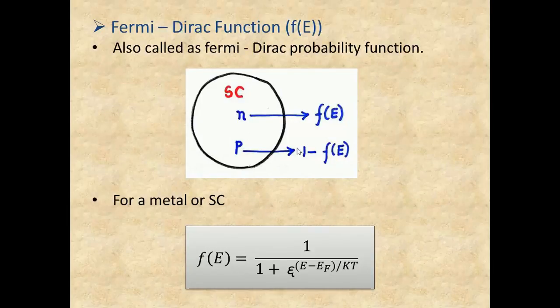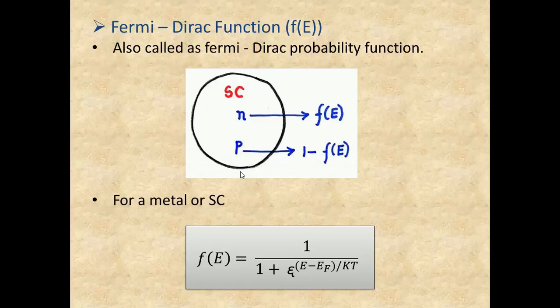So next is the Fermi Dirac function. It's represented with the notation F bracket E. The bracket is capital E. It's sometimes also known as the Fermi Dirac probability function. See this round figure. In this round figure, N is electrons, P is holes. If N is represented with this F bracket E, then P is of course 1 minus that. If some quantity is electrons, the rest of this is of course holes.